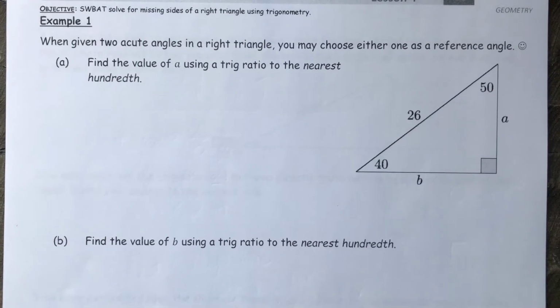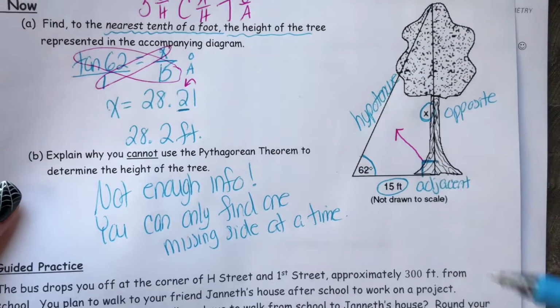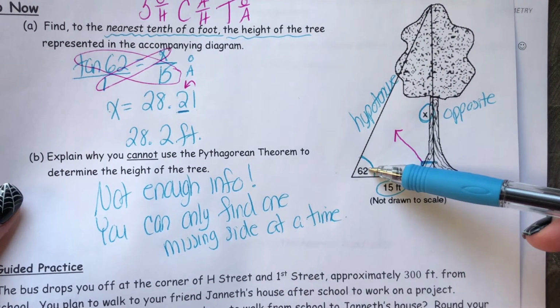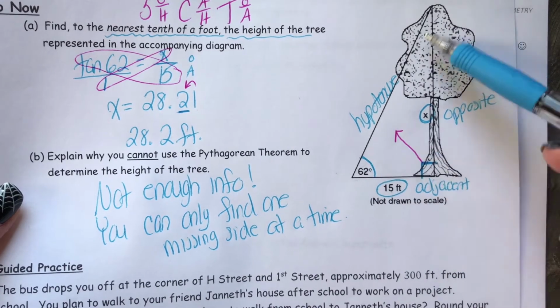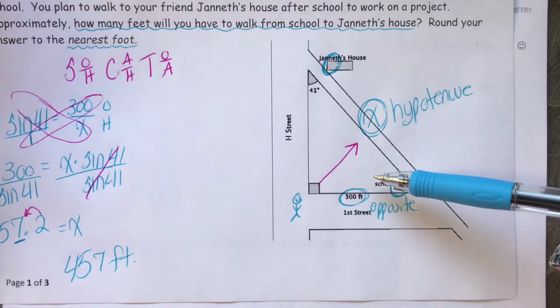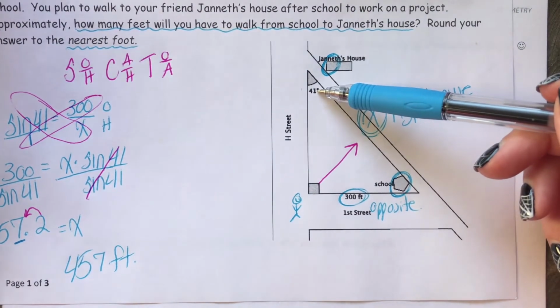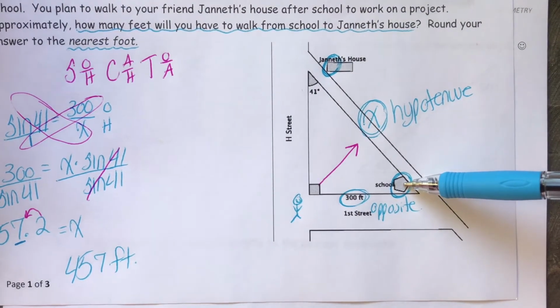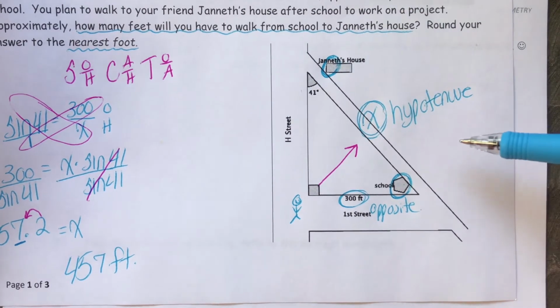In the first question, let me grab that again. In the first question, we had a reference angle of 62. That was it, right? I can't use 90. I got to use one of these acute guys, but I only had one of them, 62. Same thing down below. Well, I had 41, but that was it. I don't know what this angle was to work with, okay? So I had to use 41.